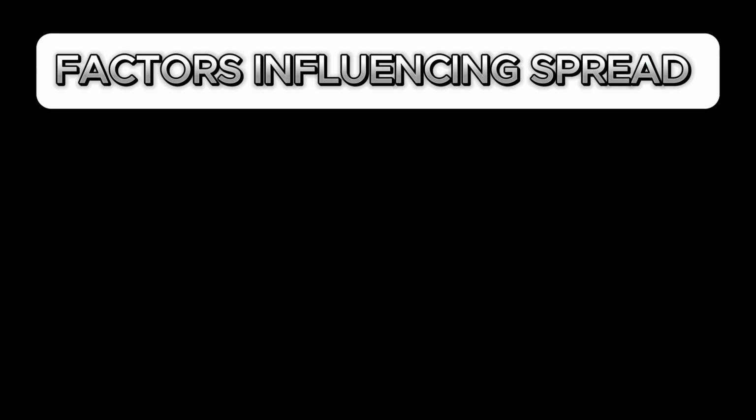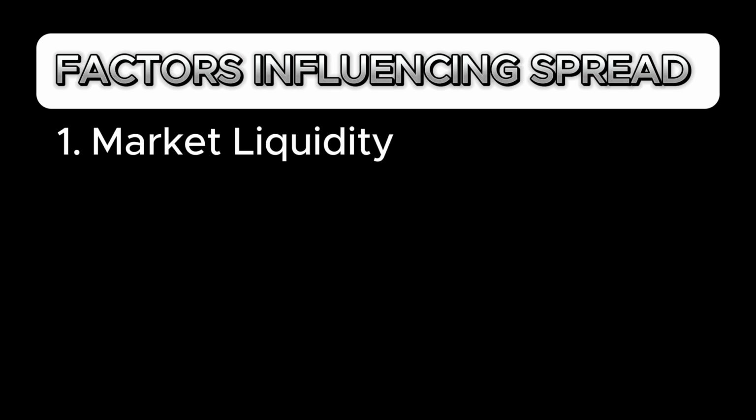Now, what are the factors influencing spread? We have different types of factors, but I've listed some of them. Number one is market liquidity. Liquidity refers to how easily an asset, such as a currency pair, can be bought or sold in the market without affecting its price. We have two types of liquidity, which are high liquidity and low liquidity. Currency pairs with high liquidity like Euro USD generally have tighter spreads because there are more buyers and sellers in the market. Low liquidity is when there are few participants buying or selling a particular currency at a particular time in the market. This usually causes the spread to be high.